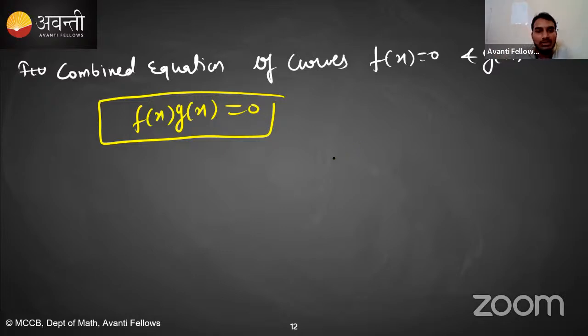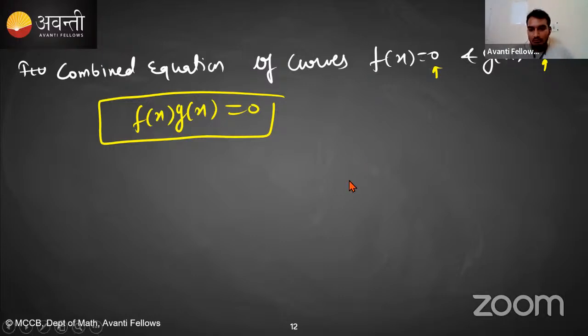Clear? In general, if it is not a line, let's say one equation is cubic and another is quadratic, and they said find the combined equation, just multiply these two equations. First, make sure you have a 0 on the right hand side. So all the terms, constant and variable, should be on the LHS side. RHS mein 0 hona chahiye. After that you multiply, equal to 0. So this is the combined equation. Clear? Okay.